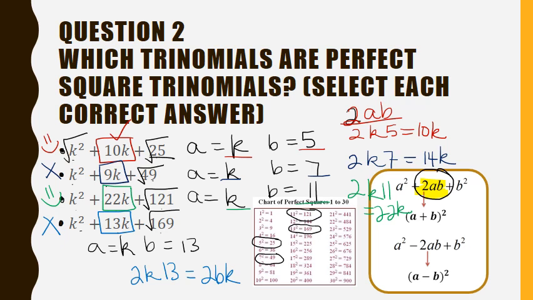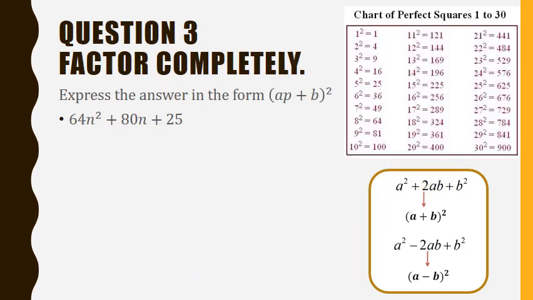All right, so you can see here that choices A and C were correct answers. Those are in fact perfect square trinomials because they satisfy everything from our formula. All right, so you can go ahead and pause, answer question number 2 on the quiz, and then we're going to get started on question number 3.